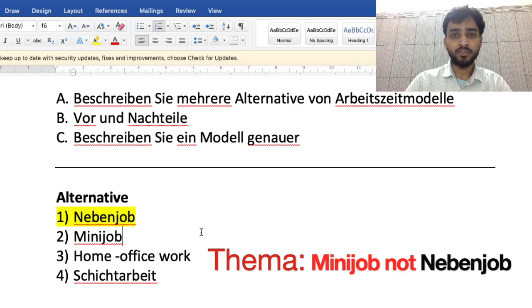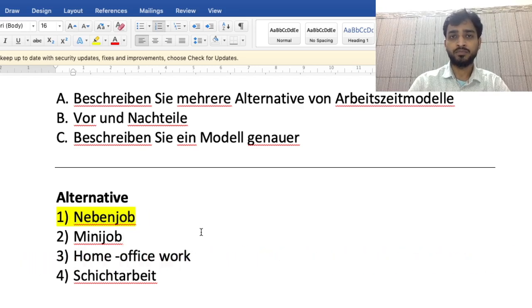So was bedeutet Nebenjob? Nebenjob ist eine Beschäftigung, die man in Teilzeit macht. Das bedeutet, man beschäftigt sich in Teilzeit. Man arbeitet nicht Vollzeit, sondern Teilzeit. So die Leute, die einen Nebenjob machen, arbeiten Teilzeit. Zum Beispiel 3 Stunden oder 4 Stunden pro Tag.